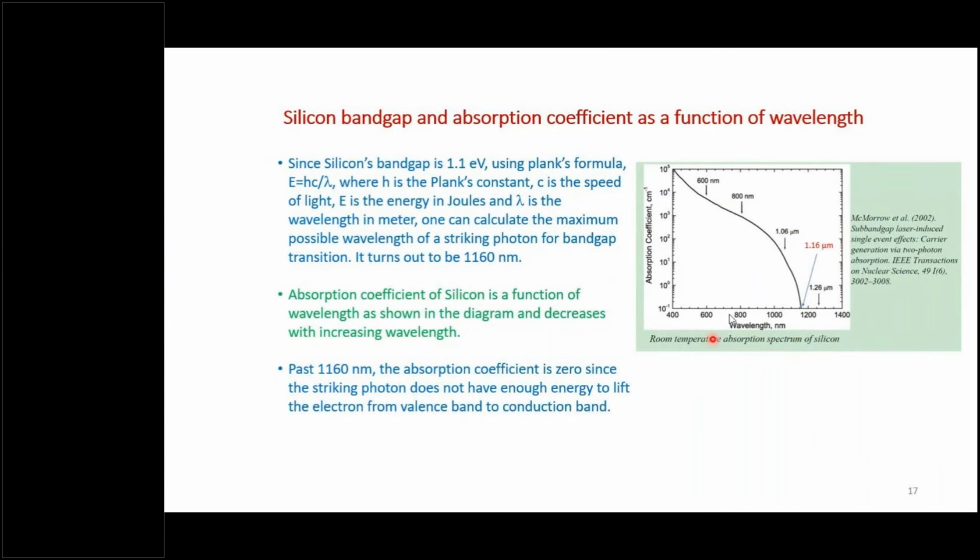Here is a graph of the absorption coefficient, which is inversely proportional to the basically the penetration depth. And you can see that at 1.16 micron, it drops to zero. So past this wavelength, there is no absorption and no electron hole pairs are created in the normal fashion. I'll talk about the two photon absorption later, but this 1160 nanometer is an important wavelength for just the normal absorption of photons.